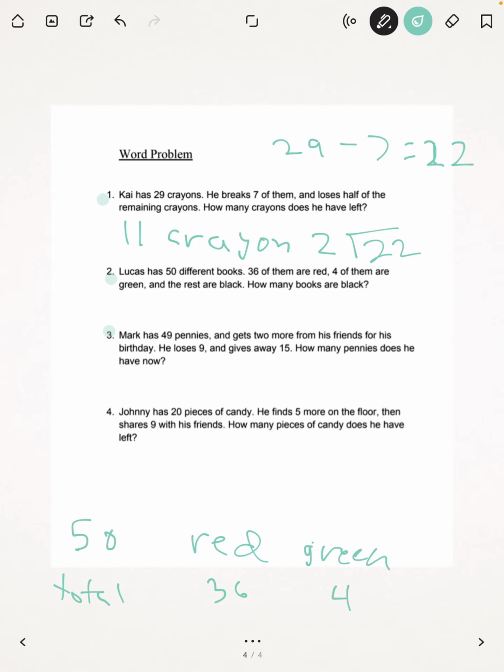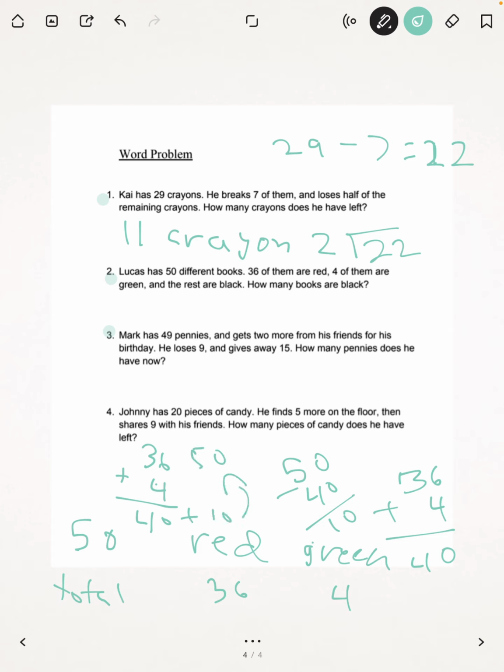If we're supposed to find how many black ones he has, you have to add the red ones and the green ones to find how many are remaining. So you do 36 plus 4, and if you do that, equals 40, and you have to subtract 40 from 50, it's 10, which means that he has 10 black books. We can also check by adding all of the numbers, 36 plus 4, that equals 40, plus 10, then that equals 50, and it says that he has 50 books in total, so he has 10 black books.